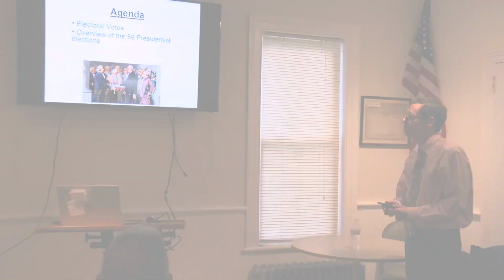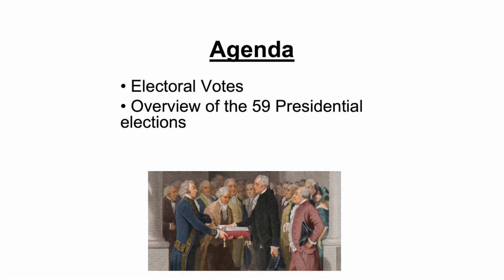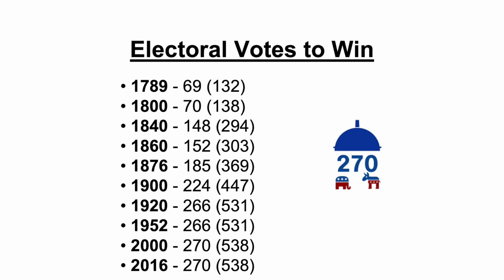So anyway, to begin with, we're going to go over the electoral vote process overview of the 59 presidential elections. This one coming up is the 60th, which is pretty amazing. In 6 months. Yeah, coming up quick. If you look down with electoral votes, you can see over the years how it's changed from the original election down to the present. Currently, it's been 270 for a while, and that's the magic number to win.